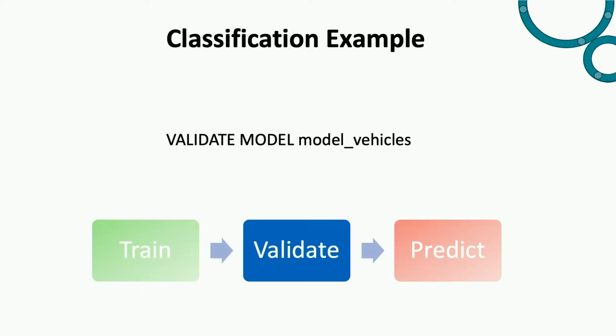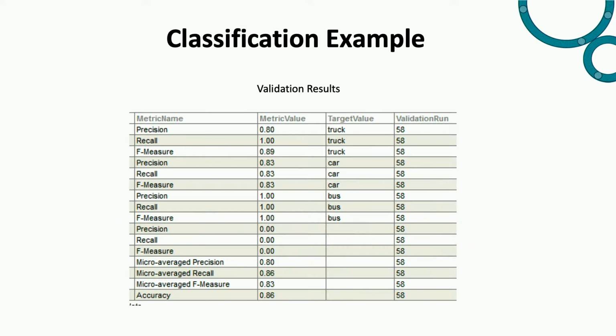Validate model vehicles simply computes these scores that we saw before: precision, recall, and F measure for each of the 3 classes that we're looking at. And then at the end here, you see accuracy. And that's probably the most intuitive measure here, which is the number of samples that have been correctly classified divided by the total number of samples that we attempted to classify. So let's say you are satisfied with this model, and you want to go ahead and start making predictions on it.